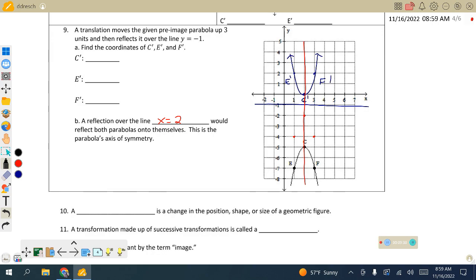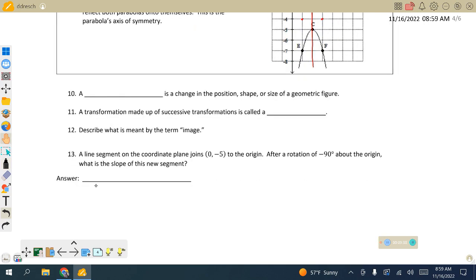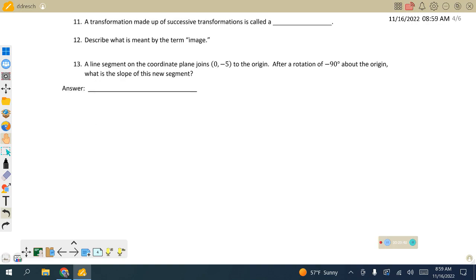All right, Andrew, I think I saw a hand up. What you got, Andrew? Number 13? Sure, let's go find 13, guys. Number 13, very similar. I think you might have talked about one similar to this yesterday. It's a good SAT question. A little bit different here. Go sketch that out. 0, -5. So 0, -5. It joins with the origin. So we're at the origin.